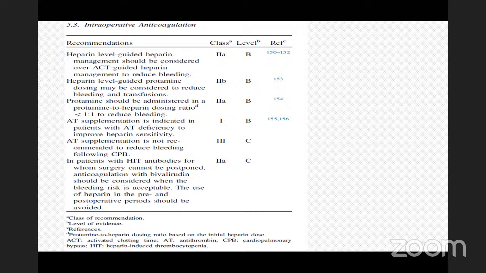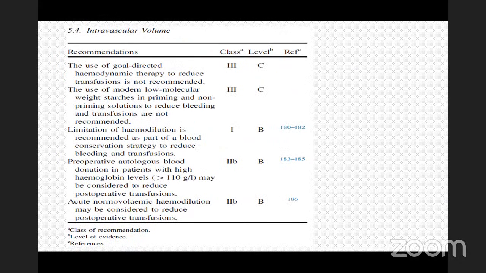In patients with HIT antibodies for whom surgery cannot be postponed for any reason, anticoagulation with bivalirudin should be considered when the bleeding risk is acceptable. The use of heparin in the pre and post period should be avoided. This is class 2A, level C. For intravascular volume, the use of goal-directed hemodynamic therapy to reduce transfusion is not recommended. This is class 3, level C.